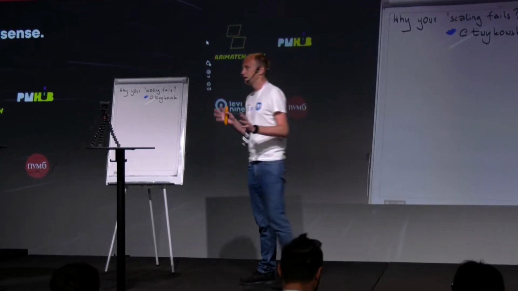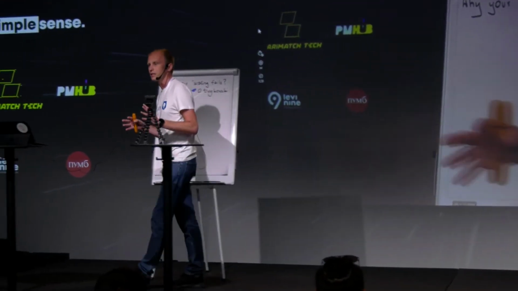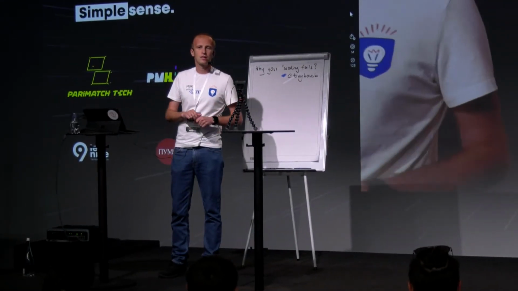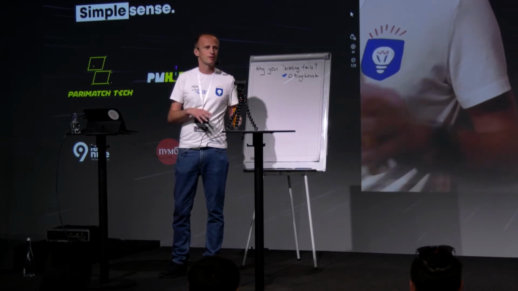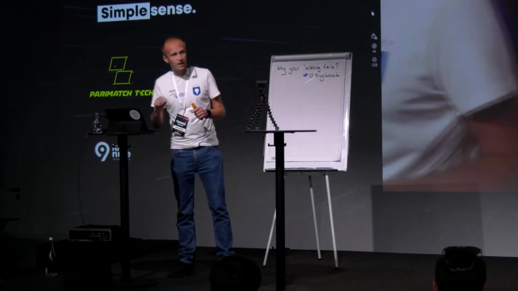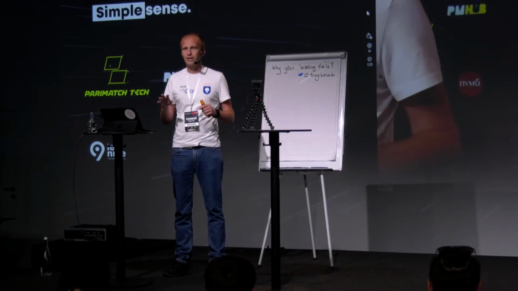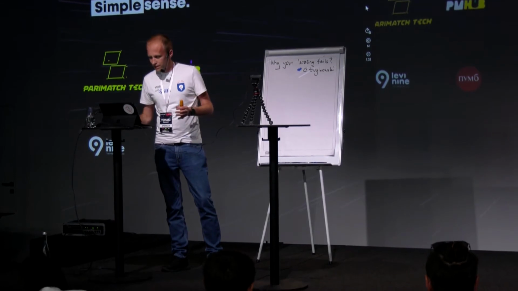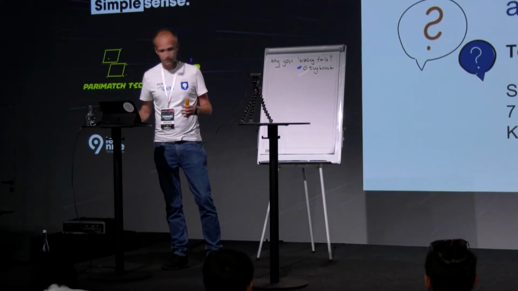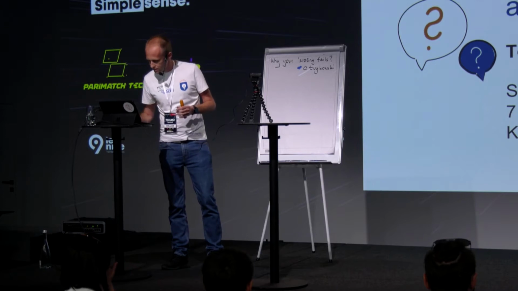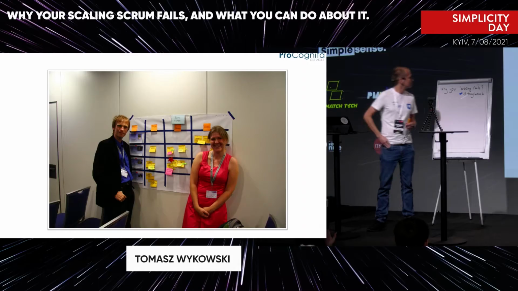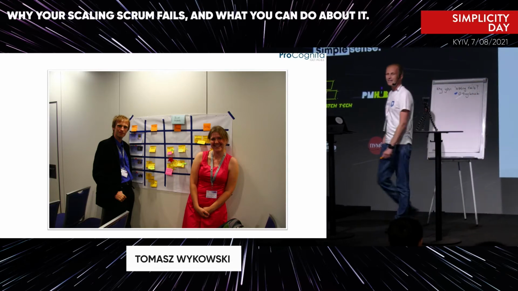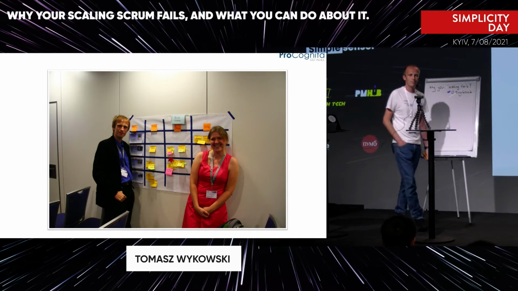A second reason is that Kyiv has a special relationship with me. This is the place I went to for the very first Agile conference. That was 2009, so a while ago. You might be surprised that there were Agile conferences here. This is me on the right side at that conference. And so I really like coming back to Kyiv.